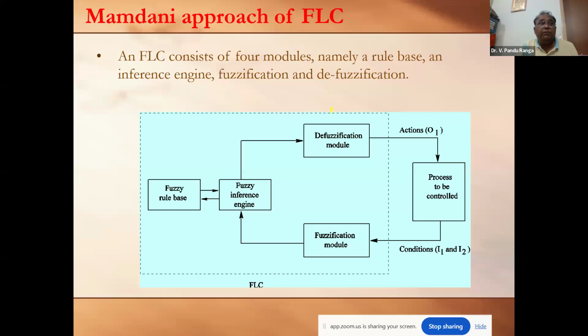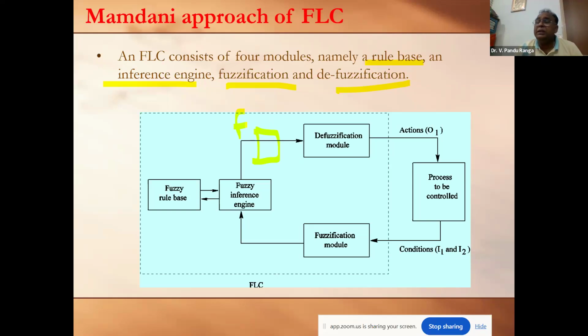This fuzzy logic controller, when executing, consists of four different modules: rule base, inference engine, fuzzification, and defuzzification. The entire calculations in fuzzy logic operate on fuzzified data. Fuzzified data means they are not numerical; they are represented with the help of linguistic terms. The whole processing happens in the fuzzified form with the help of the inference engine and the rule base, and we once again get a fuzzified output.